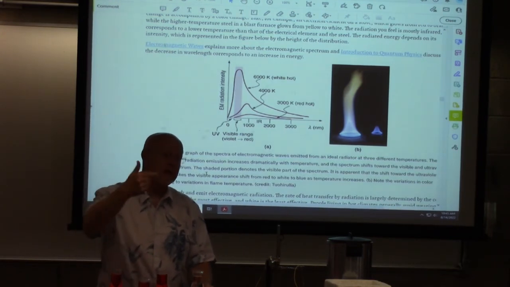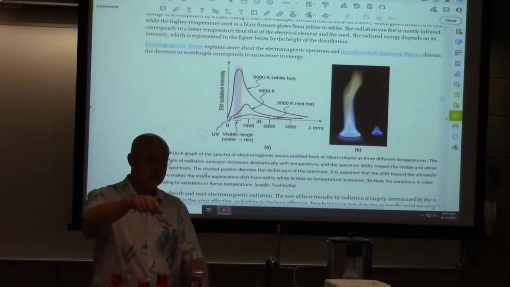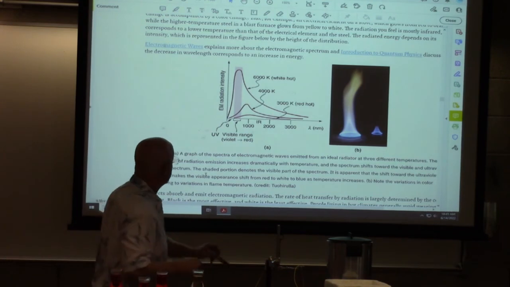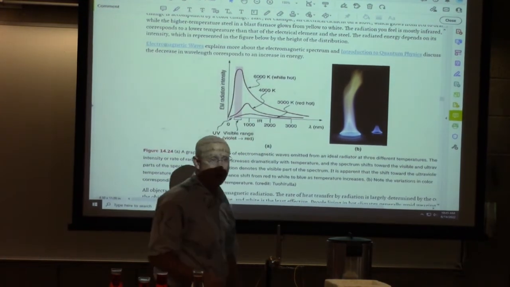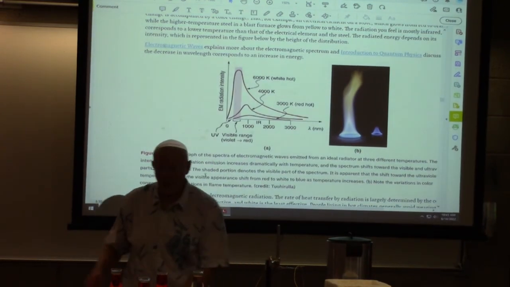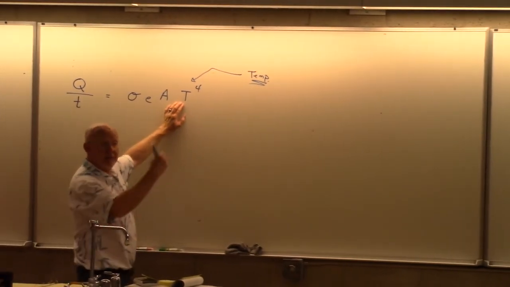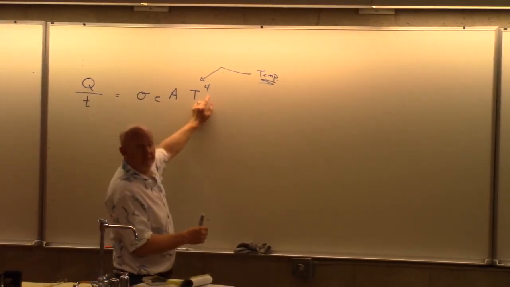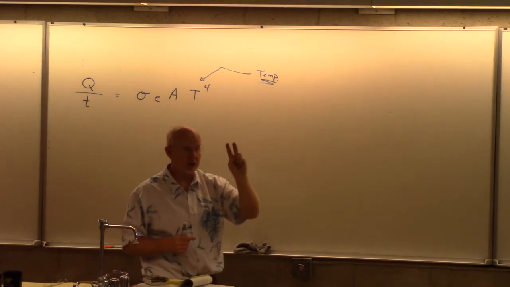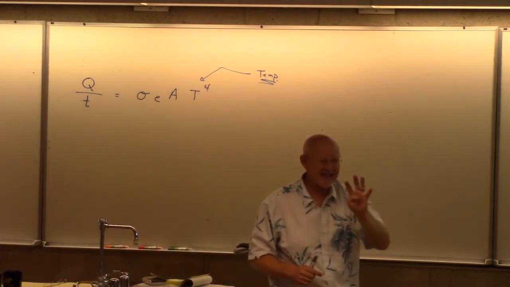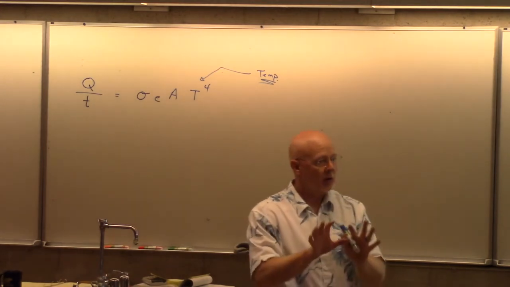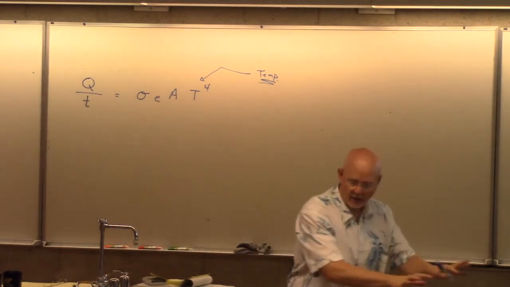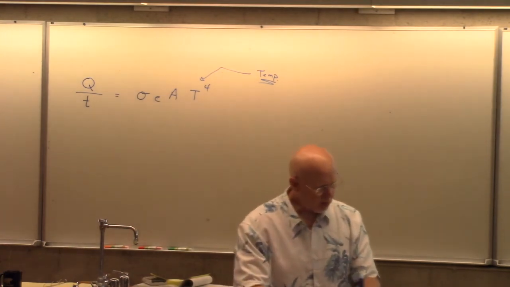And look what happens when they double it. When they go from 3,000 to 6,000, 6,000 has a lot more area under it. Look what it says with the number. If you doubled this temperature, it would be 2 to the fourth power. 2 times 2 times 2 times 2. That's 16 times more.